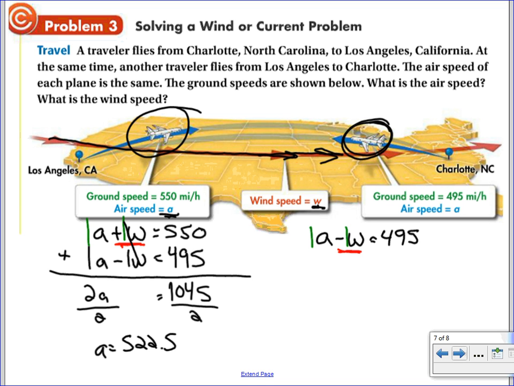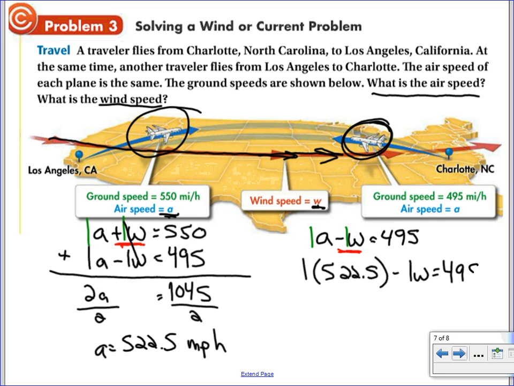And we're looking for airspeed, so this is going to be in miles per hour. So that's the airspeed, what they're looking for there. They also want us to find the wind speed. So we simply plug it back into either one. I'll plug it over here. So we've got 1 times 522.5 minus 1W equals 495.